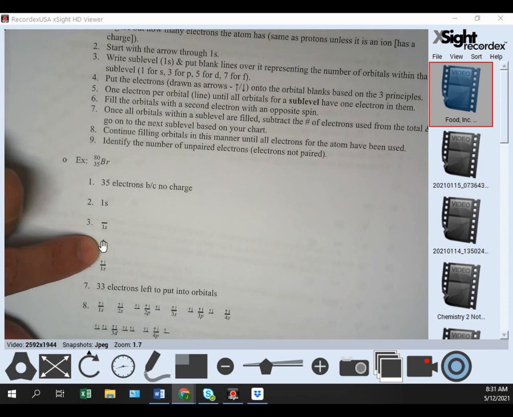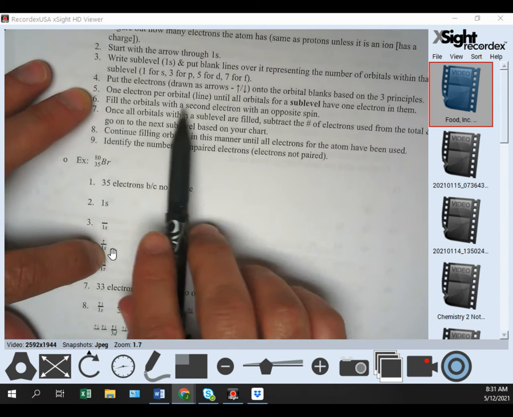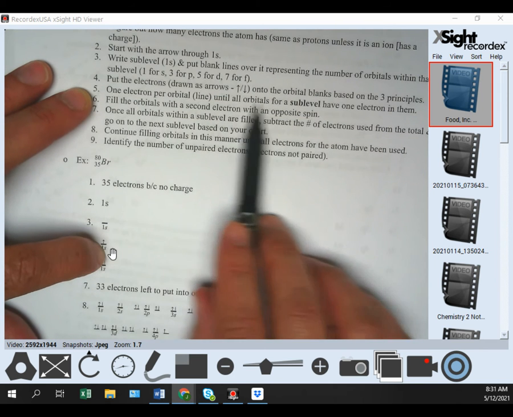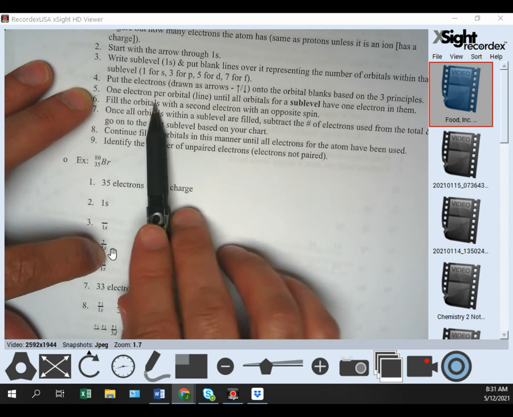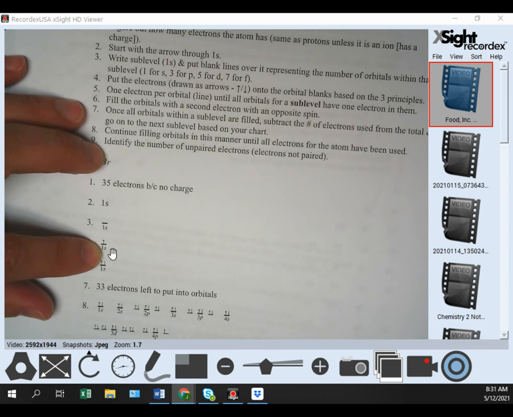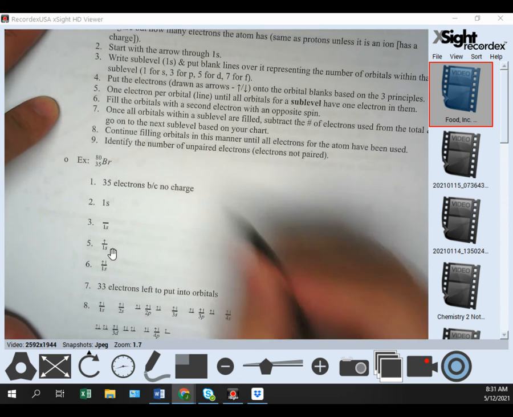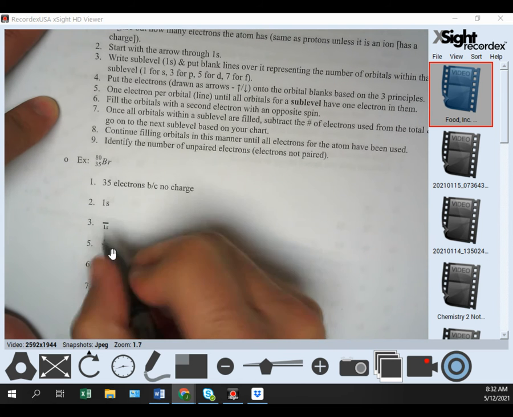Now there's only 1 orbital in the sublevel, so then you go back and you double up. You put 1 electron in each until all have one, then you go back and fill the orbitals with a second electron with an opposite spin. Up arrow, down arrow. The order doesn't matter. It doesn't matter if you go up first and then down second. You have to have 1 up, 1 down per line. It's hard to see on here. These are down arrows.